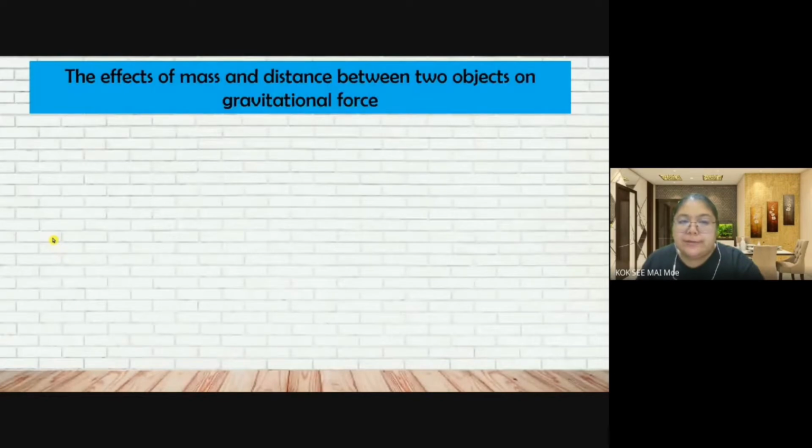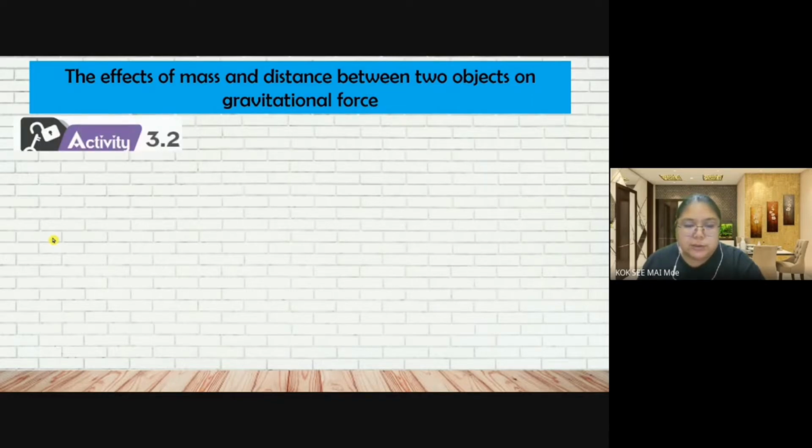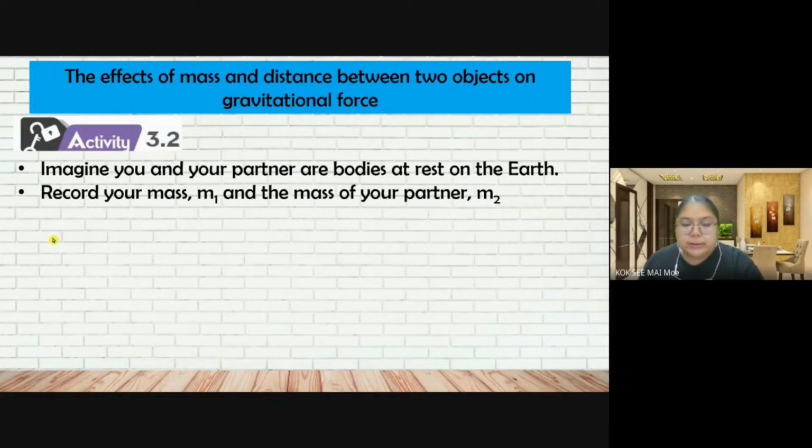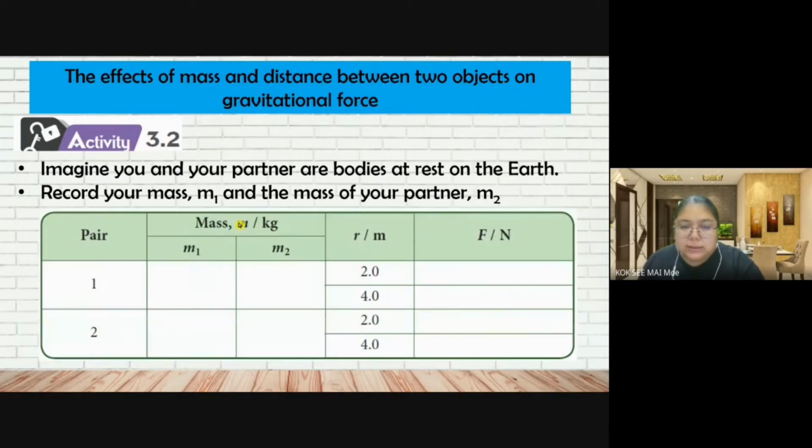Now you see the effect of the mass and the distance between the two objects on the gravitational force. How the mass and distance affect the gravitational force. This one is activity 2 from your notes. Imagine you and your partner are bodies at rest on the Earth. Record your mass and your partner's mass. So from here, we're going to see the first example. I say 50 and 53. Both masses are almost the same.